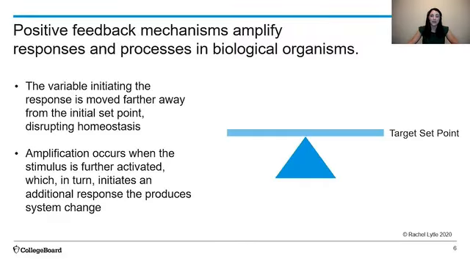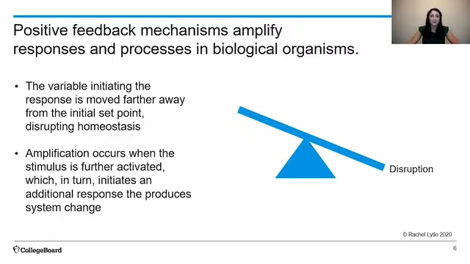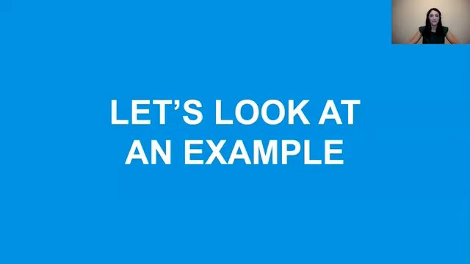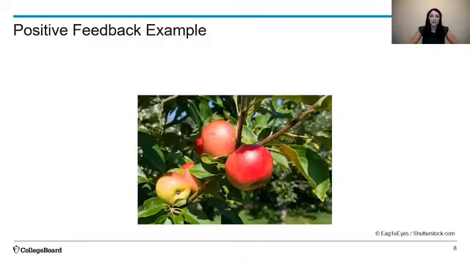So if we look back at our model, we've got our target set point. There's been some sort of disruption, and instead of returning to our target set point, we're going to amplify that signal so that we get further and further away from the target until there's some sort of cell response. So let's look at an example. The example we're going to look at is one of positive feedback, and it has to do with fruit ripening.